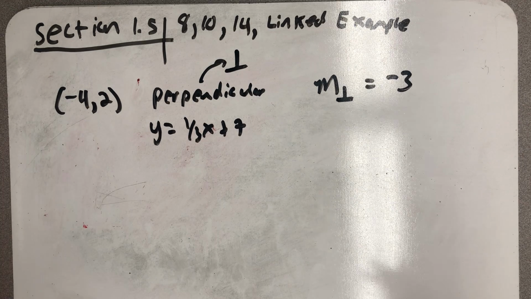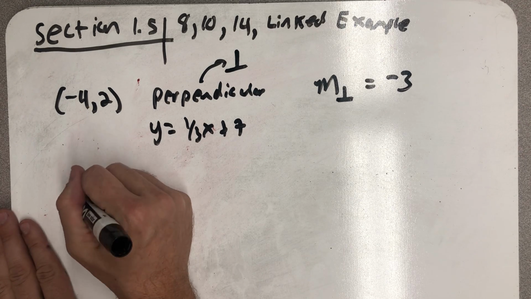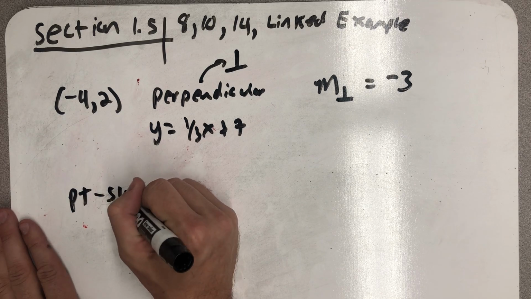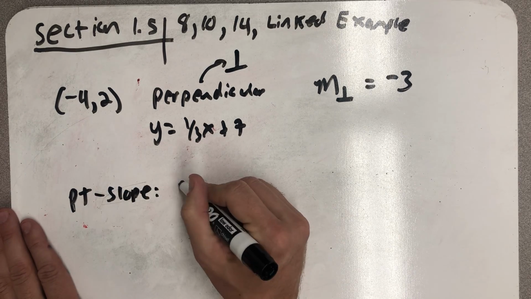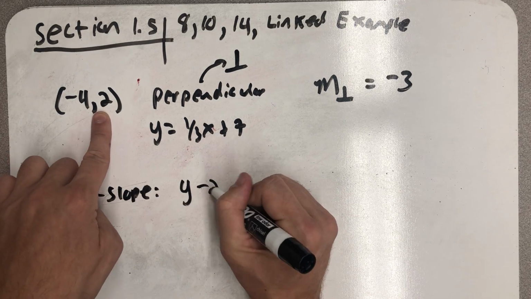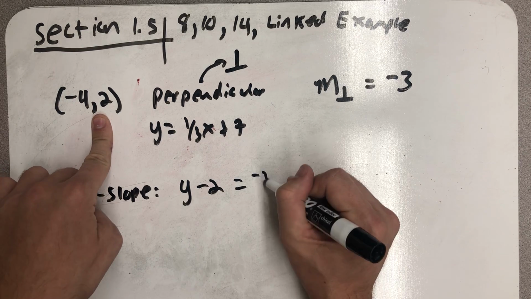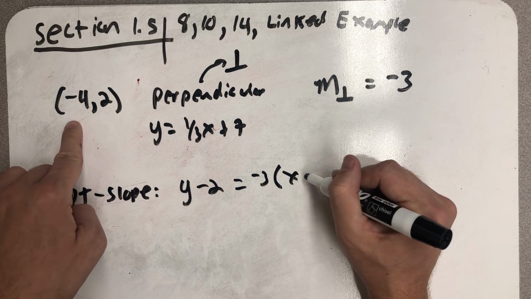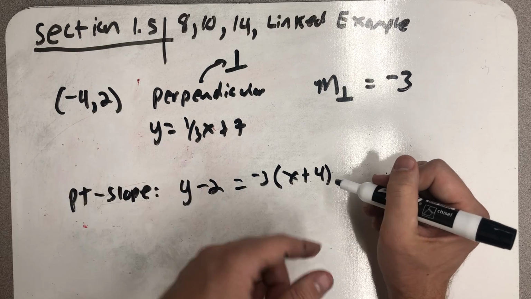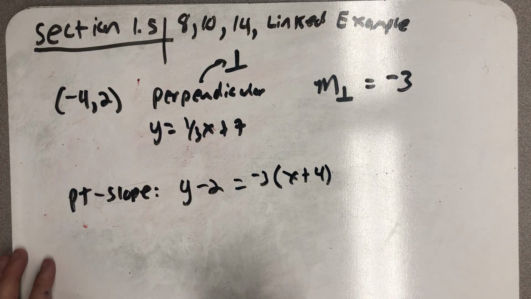And I'm given a point, so I can find the point-slope equation very easily. y - y1 = m(x - x1), so x minus a negative 4. There's the point-slope form.